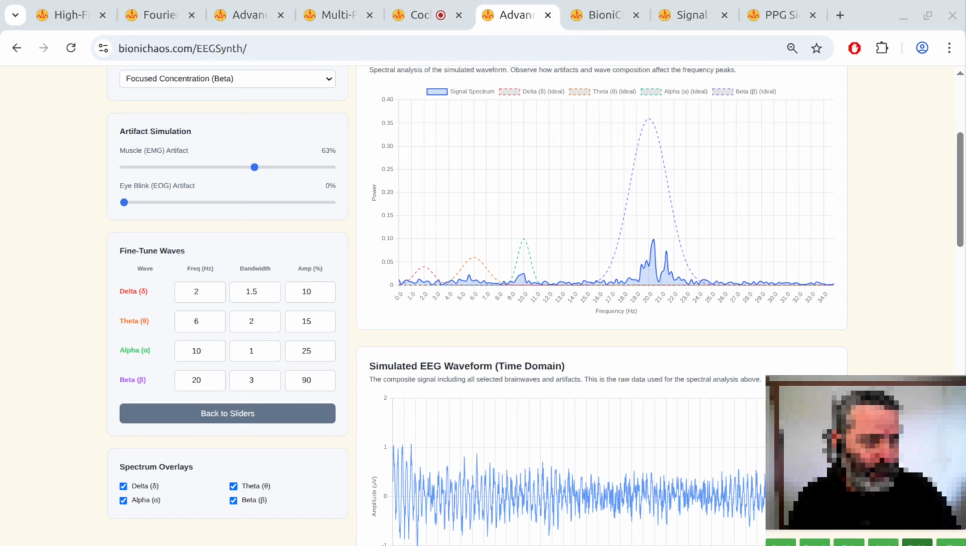Time domain, how signals change over time. Frequency domain, using things like Fourier transforms to see rhythms. Like brain waves, alpha, beta, that kind of thing. Precisely. And then spatial domain. Figuring out where in the brain the activity is happening.